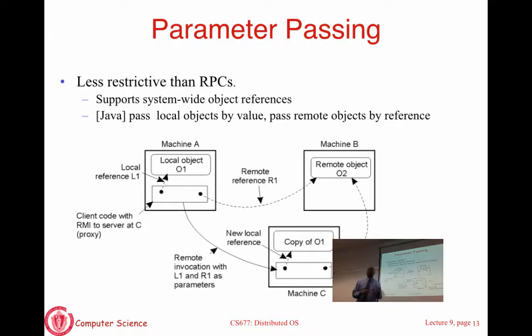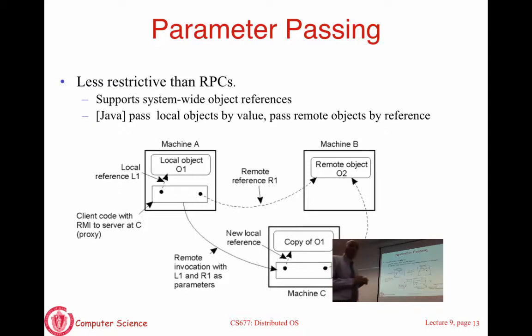Because you can't just dereference a memory pointer. You couldn't have passed a pointer. This memory address is meaningless on this machine. If you dereference it, you go to that memory address on this local machine. That's not where the object resides. So you have to construct network references or object references that have meaning across the system. Okay, those are called system-wide references.